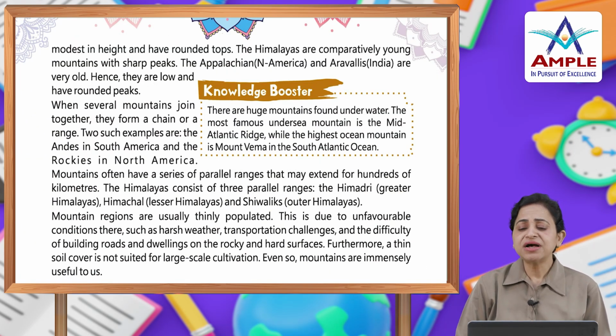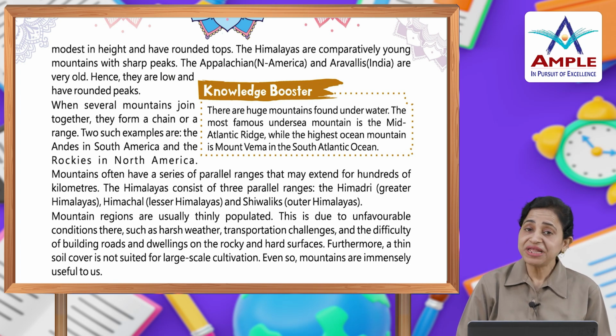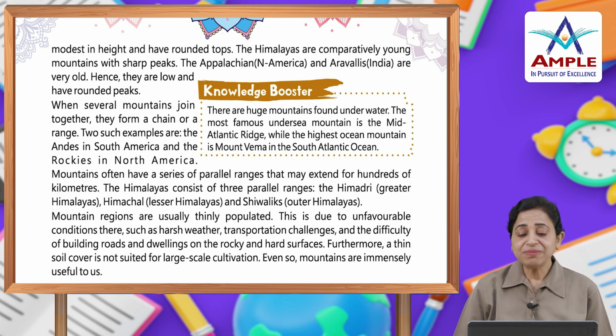The Himalayas are comparatively young mountains with sharp peaks. The Appalachians in America and the Aravallis in India are very old. Hence, they are low and have rounded peaks. When several mountains join together, they form a chain or a range.